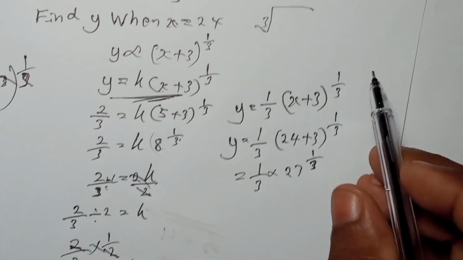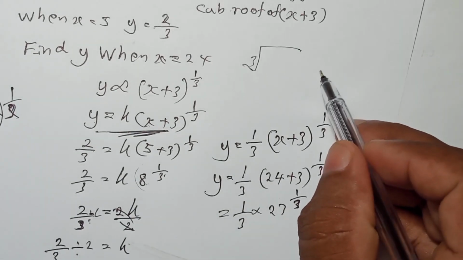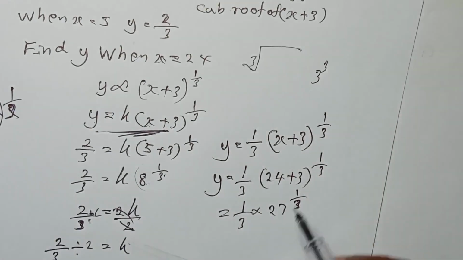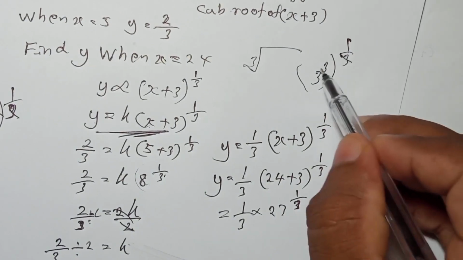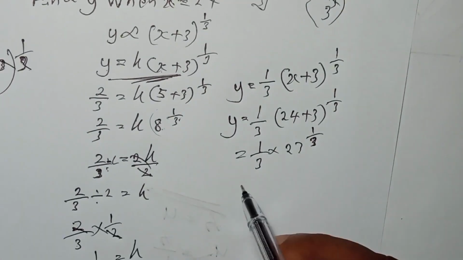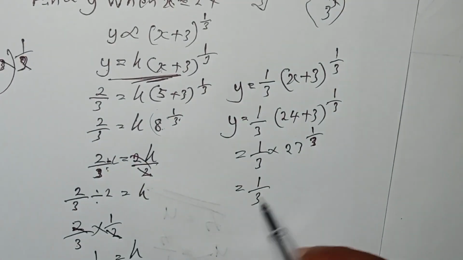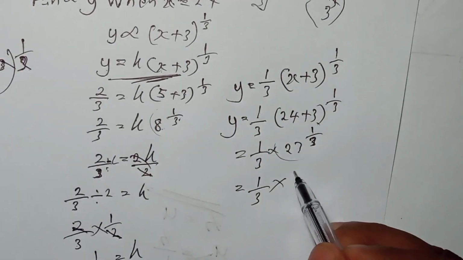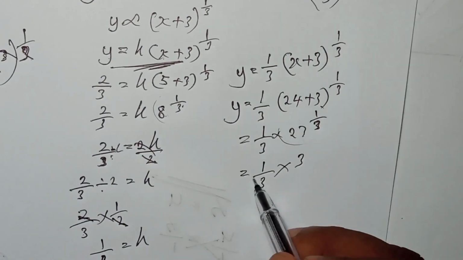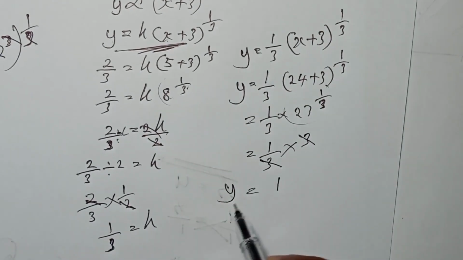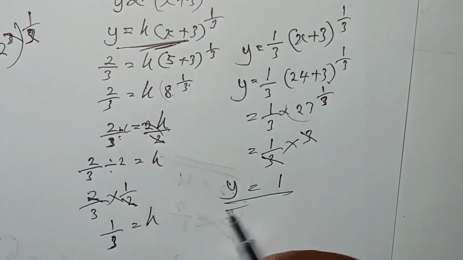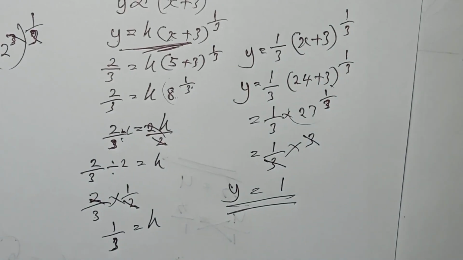Same way, if I need to show you, 27 means you can write 3 to the power 3, and then again to the power 1 over 3, this 3 and this 3 cancel, that means 3 here. So basically here 1 over 3 and this means here 3. So again you can cancel this 3 with this 3. So here the answer is just 1. y equals 1. So our answer is 1. y equals 1.